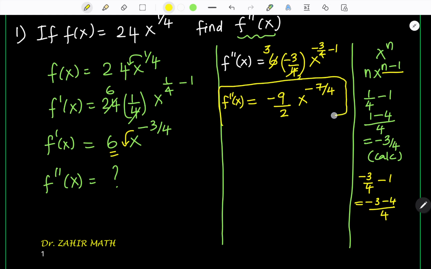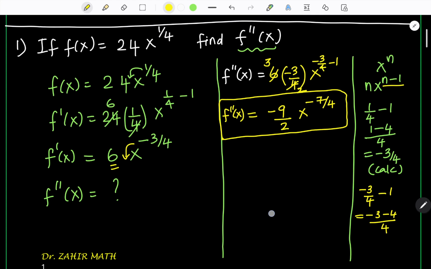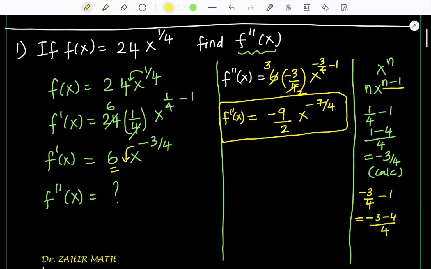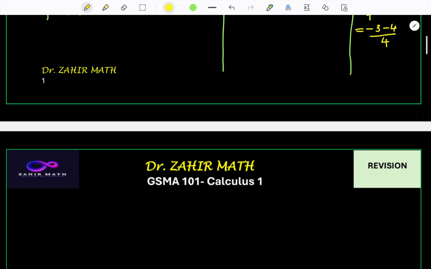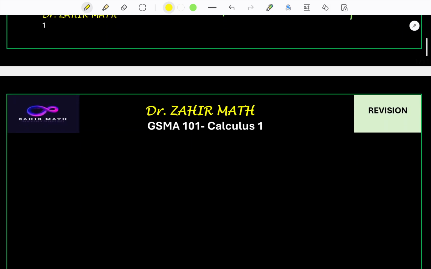So like this you can expect one question for the simple functions, how to take the derivative. First derivative, second derivative, sometimes they may ask third derivative also, f triple dash of x also. So I'll give one more question for this practice, okay?